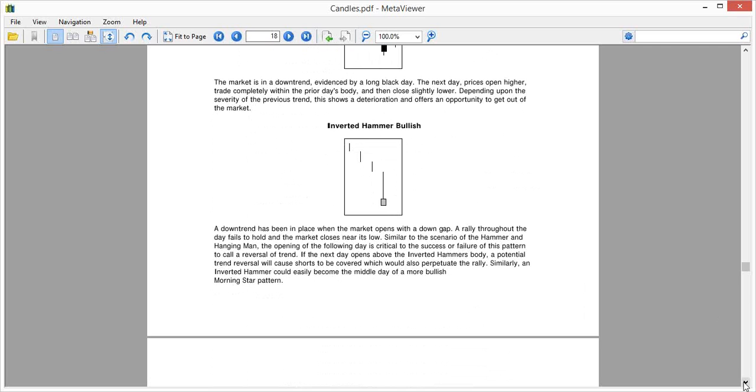Inverted hammer bullish. A downtrend has been in place when the market opens with a down gap. A rally throughout the day fails to hold and the market closes near its low.